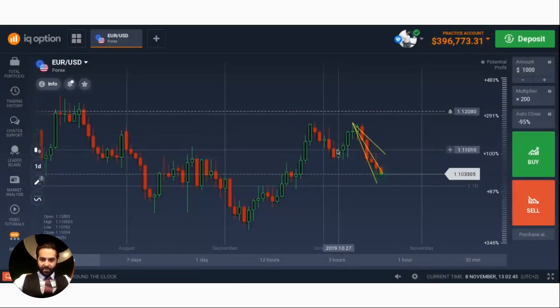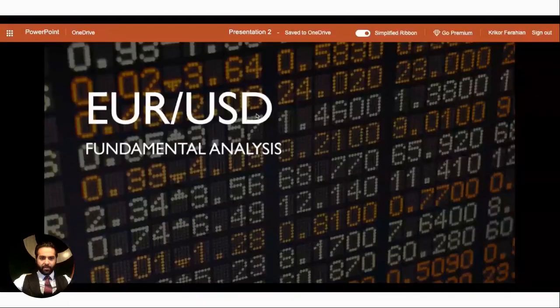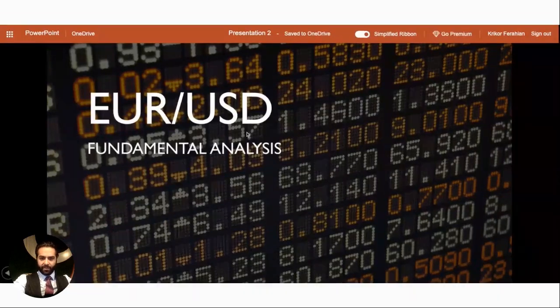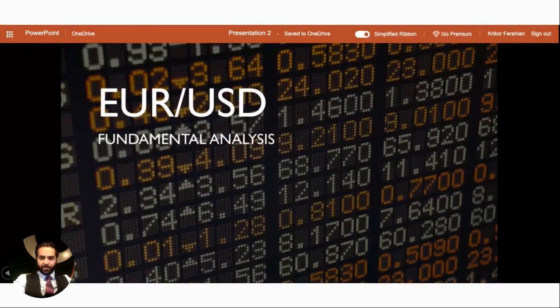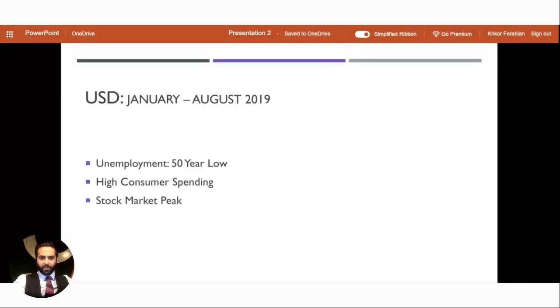Now, let's get started. I'm going to take you to some slides that I prepared, just pointing out some of the key factors. Give me one moment, and here we go. Euro USD fundamental analysis. So let's first talk about the gain of the dollar. Clearly from January to August, we had the dollar gain in value. These are the factors that have the biggest impact on that.